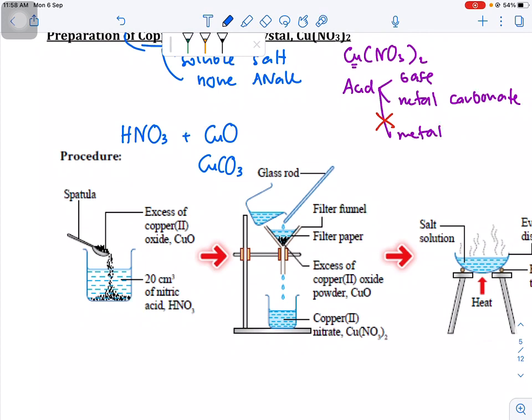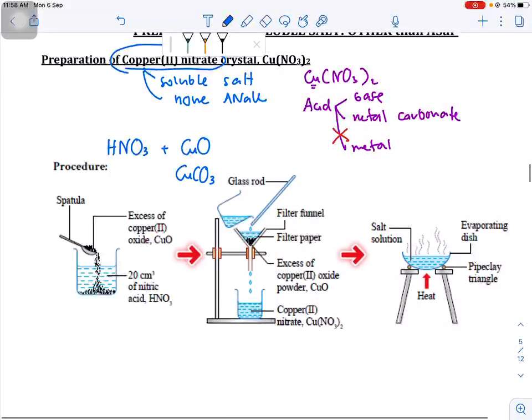Okay, and before that you need to heat or warm the acid first. You can refer from the textbook, the procedure. I just give you the idea. And then you stir, because we put in excess copper II oxide. So we need to filter. And then after we filter, the mixture that comes out from the filter is known as the filtrate. This is our filtrate.